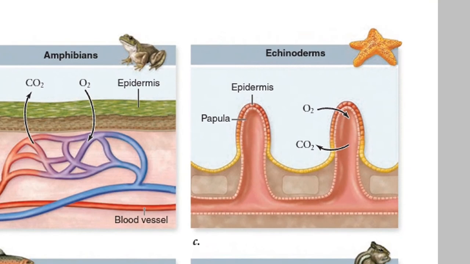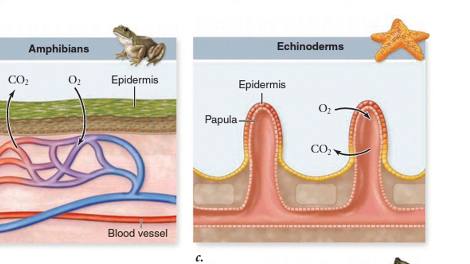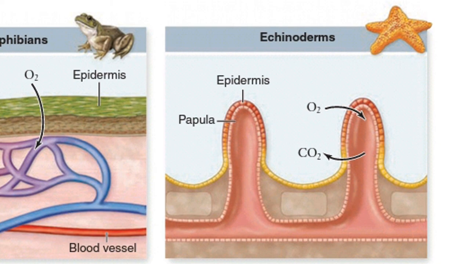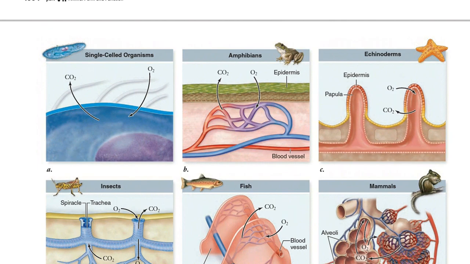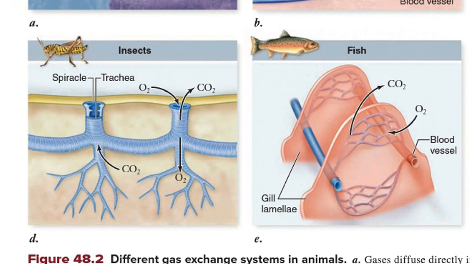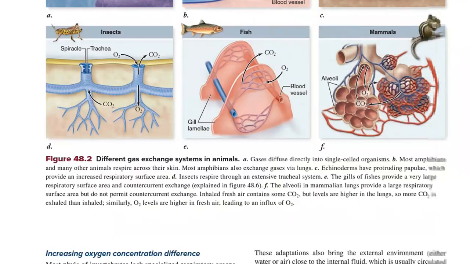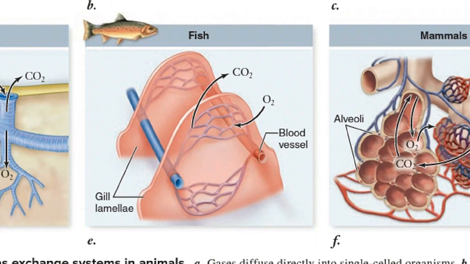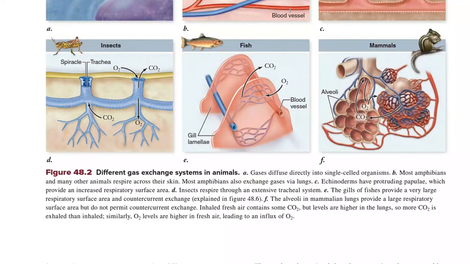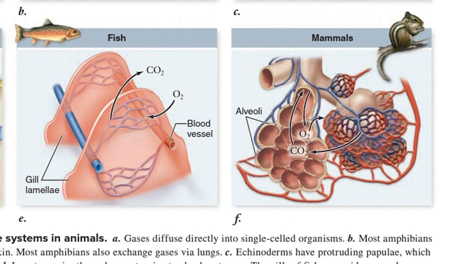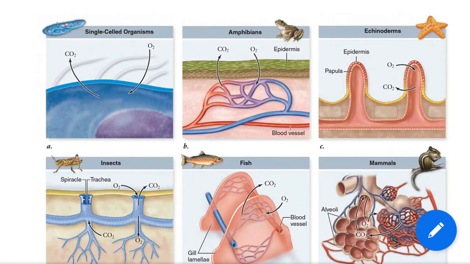Now in echinoderm, see, there is a papilla, and from the water O2 is entering through the papilla, and from the papilla the CO2 is released outside, for example in the starfish. Now this thing we have discussed, insect, spiracle, trachea, tracheole, okay, the entire mechanism we have learned. Now this discussion is remaining, gill in fish, and in mammals, the respiratory organ is the lungs. So this is the entire figure I am showing you. Okay.